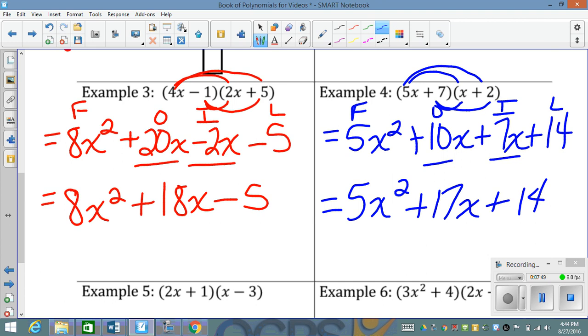Okay, example 5 and example 6 we will do together in class. You do not need to worry about doing them now. Go back and rewind if you need to take a look at any of the examples that we've already done.